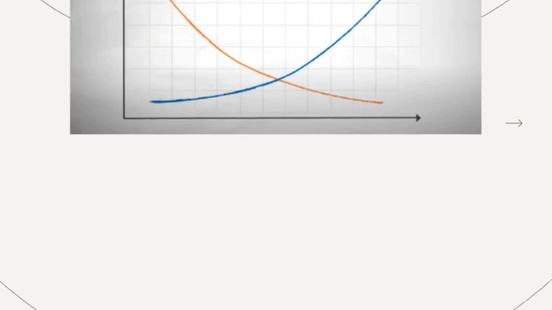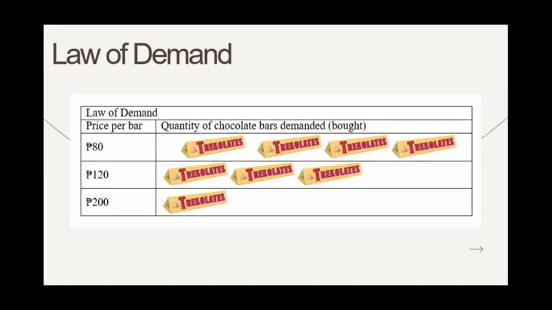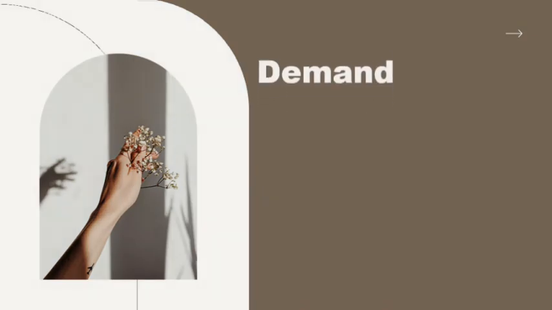Let's try to have a deeper understanding about the law of demand first. The first thing you have to understand about demand is the law of demand. Here is an illustration. As you can see, there is an inverse relationship between price and quantity demanded. That means when the price goes down, the quantity demanded increases, and if the price goes up, the quantity demanded is low.